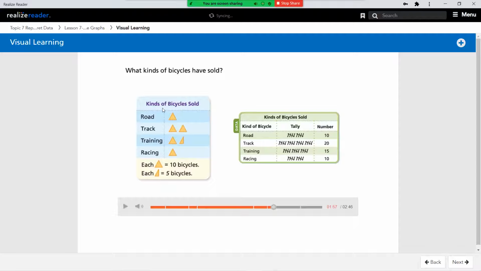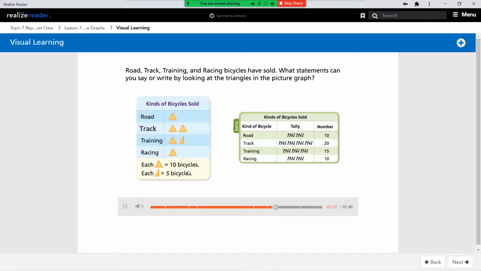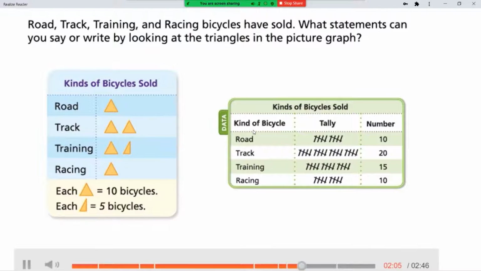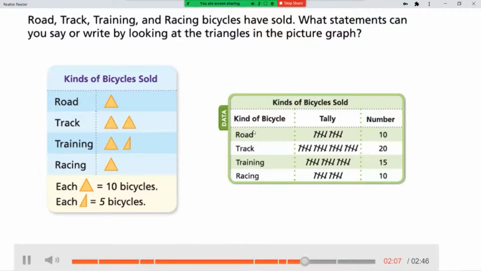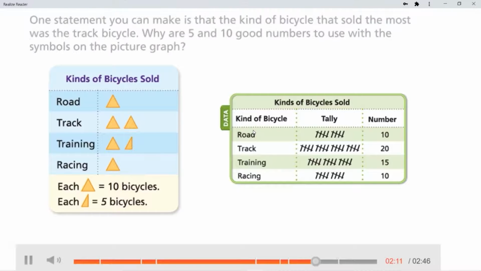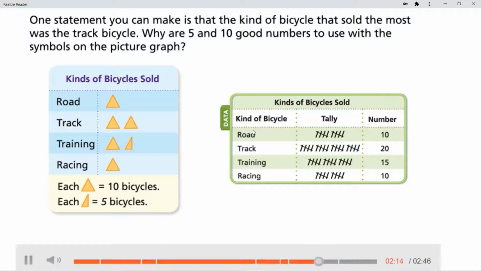What kinds of bicycles have sold? Now, if you're looking at the kinds of bicycles that were sold, we can see what they're listed as here in the table and in our picture graph. So we have road bikes, track bikes, training bikes, and racing bikes. Road, track, training, and racing bicycles have sold. What statements can you say or write by looking at the triangles in the picture graph? One statement you can make is that the kind of bicycle that sold the most was the track bicycle.